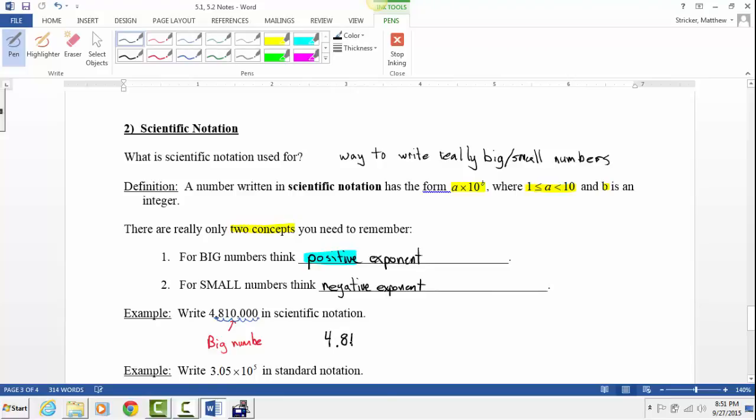4.81. We're thinking scientific notation here. So it's going to be that number A. So 4.81 is my number A. And then it's always going to be times 10. And because it's a big number, we think positive exponent. And how many places do we move? We move 6 places. So this is going to be to a positive 6 power. 4.81 times 10 to the positive 6 power. And if you think about what we're doing here, we're taking 4.81 and multiplying it by 10 6 times, which has the same effect as moving that decimal place over 6 times.